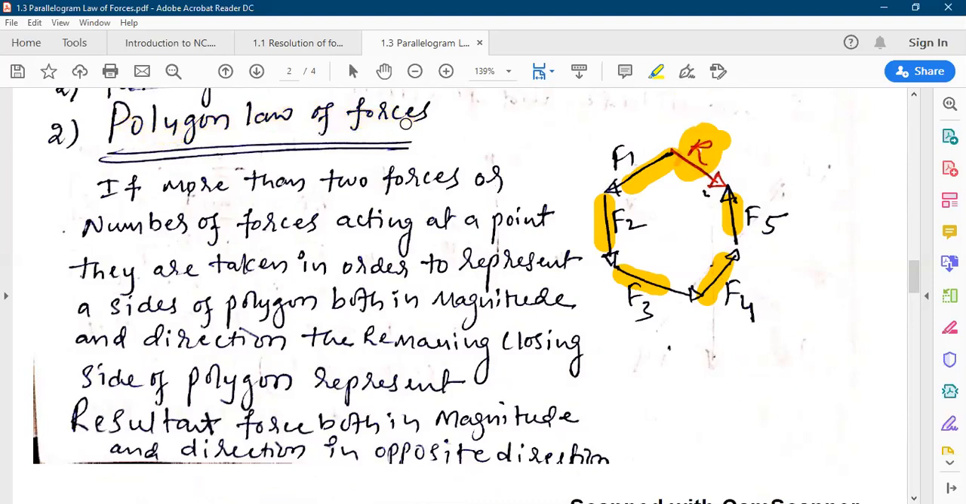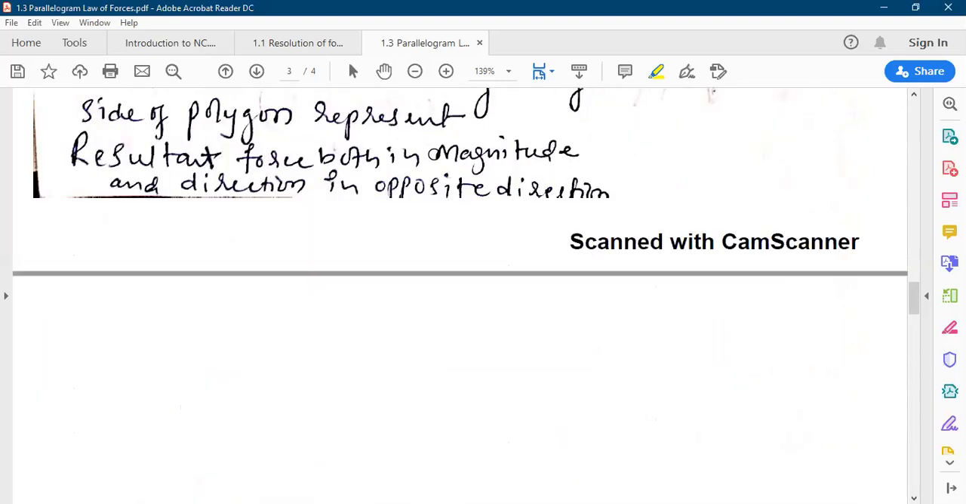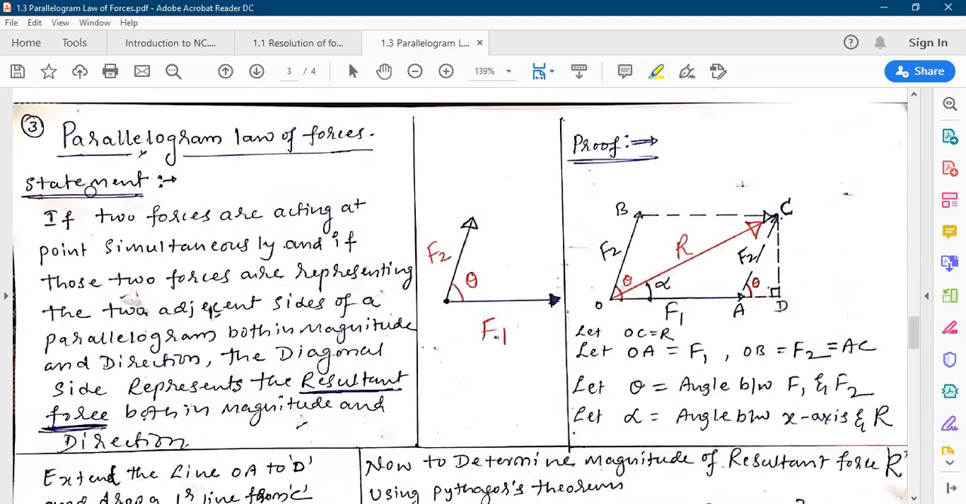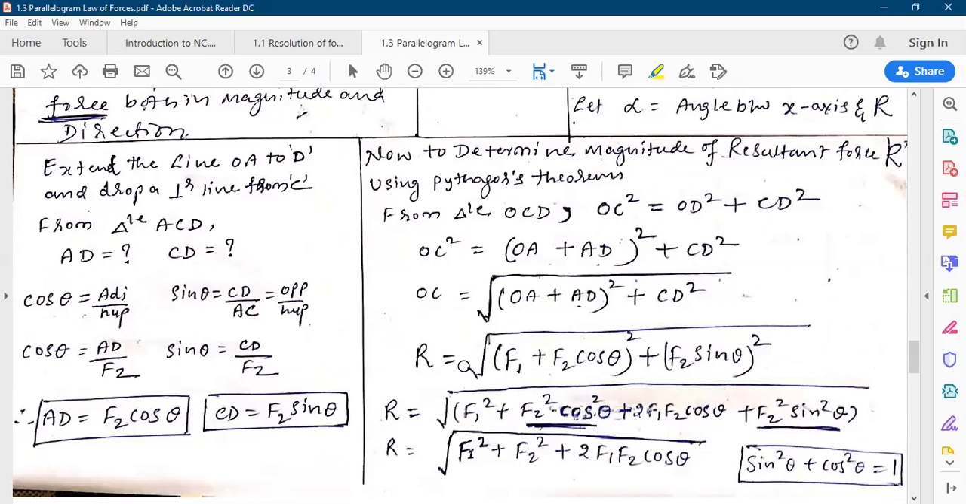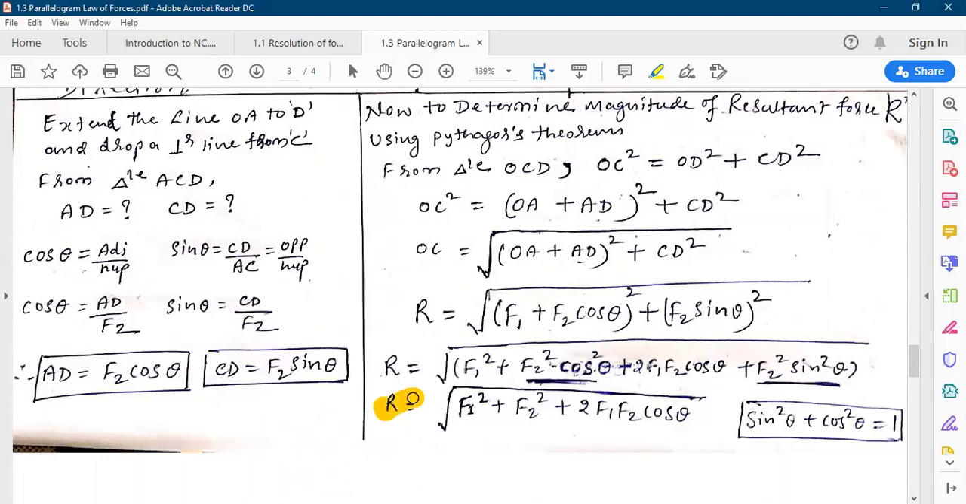So this is what we are trying to discuss in this lecture number 5. In lecture number 6, let us go ahead with the definition of the parallelogram law of forces and its derivation, so we can derive the equation to calculate the magnitude of the resultant force. We'll see that in the next class.